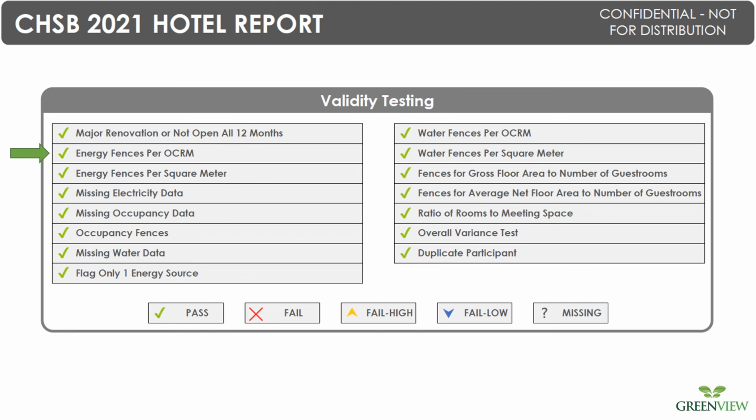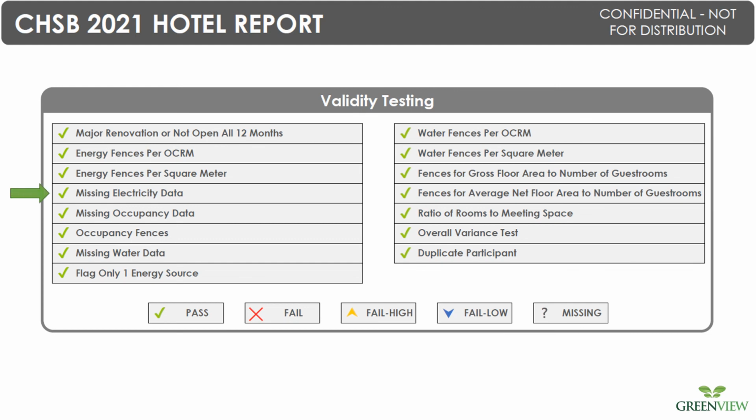Second is the energy fences per occupied room, meaning the total energy divided by total occupied rooms. If the hotel's energy per occupied room is outside of the defined boundary, the hotel will be flagged as fail and not benchmarked. Then we have energy fences per square meter, means the total energy for 2019 divided by the floor area. Similarly, if the energy per square meter value is outside of the defined boundary, the hotels will be flagged as fail.